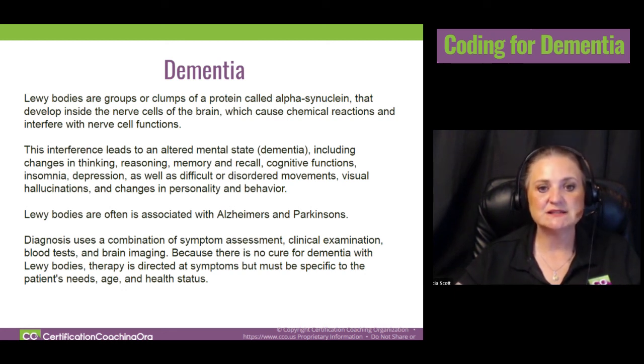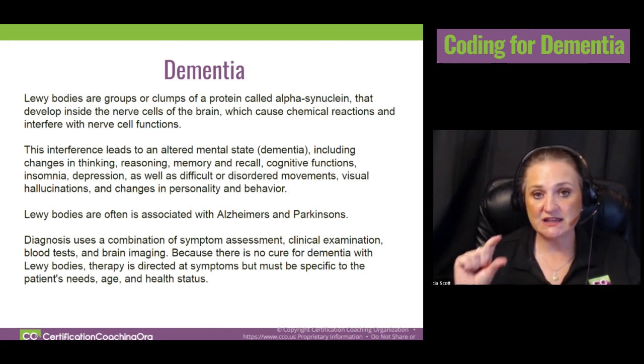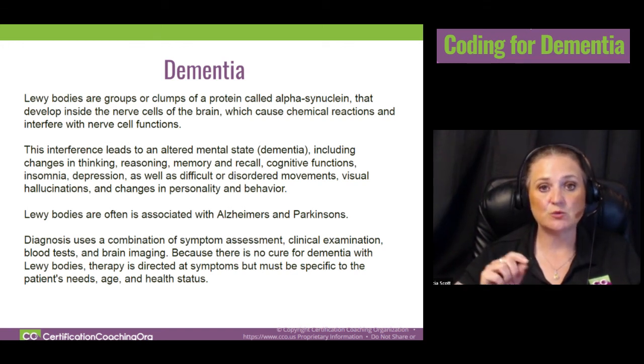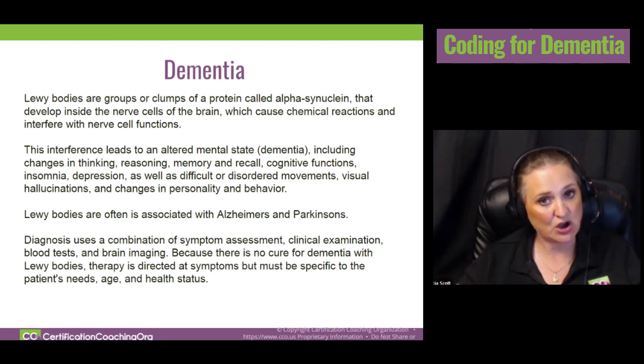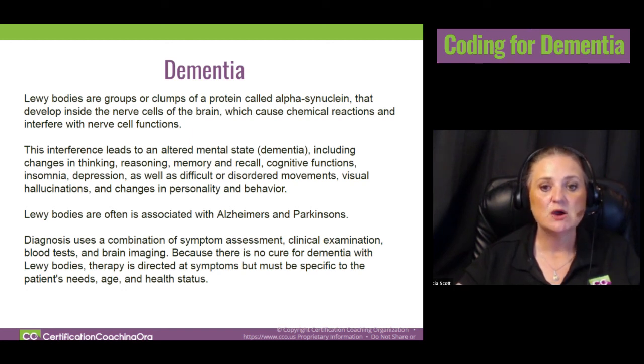The Lewy bodies is associated with Alzheimer's and Parkinson's. So you're going to see that in the code description in the tabular. And Lewy bodies, you'll see it with Lewy bodies. And if the documentation says Parkinson's with Lewy bodies, that's a different code. So you want to make sure you capture that to get the highest specificity.